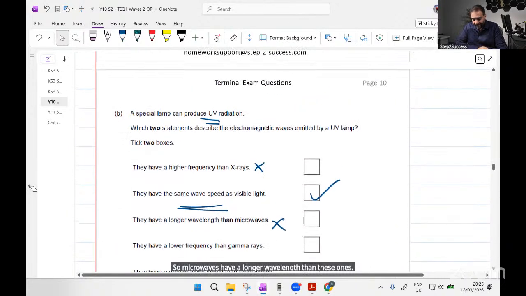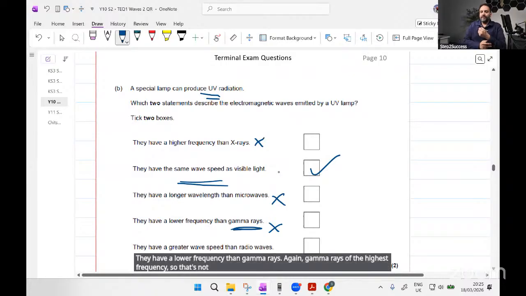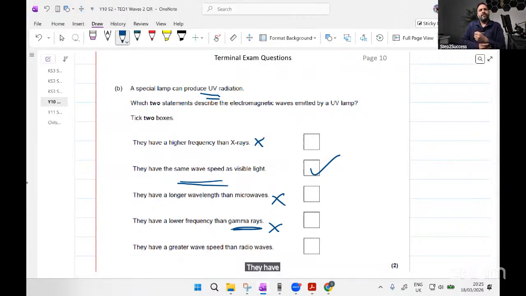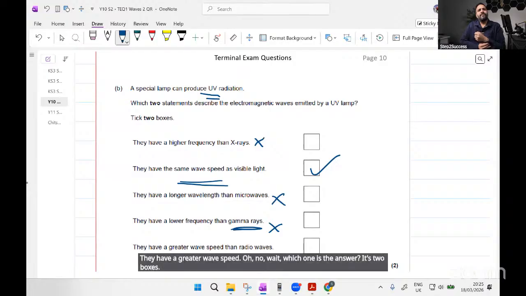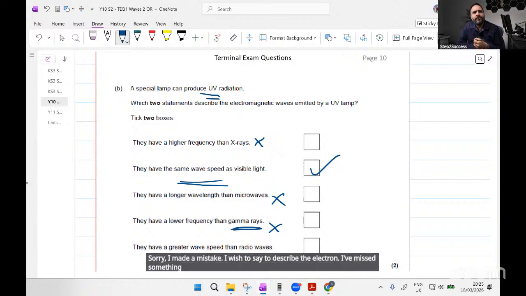They have a lower frequency than gamma rays. Again, gamma rays have the highest frequency, so that's not the answer either. They have a greater wave speed. Oh no, wait, which one is the answer? Which is two boxes? Sorry, I've made a mistake here. Which two seem to describe the electron? I've missed something. They don't have a higher frequency.